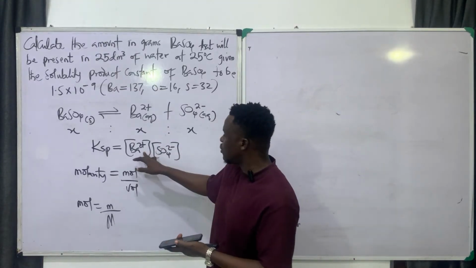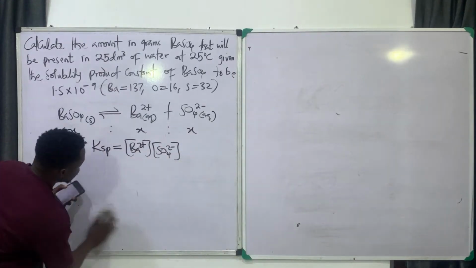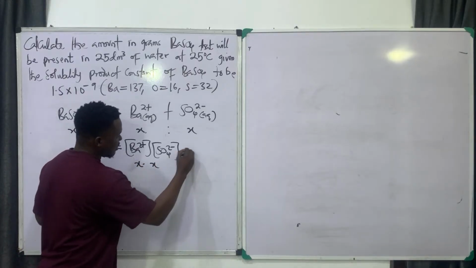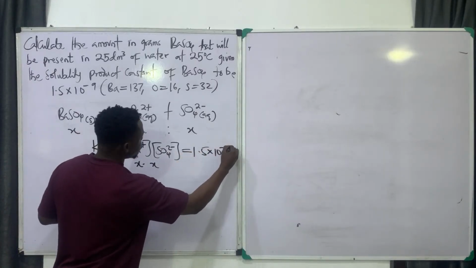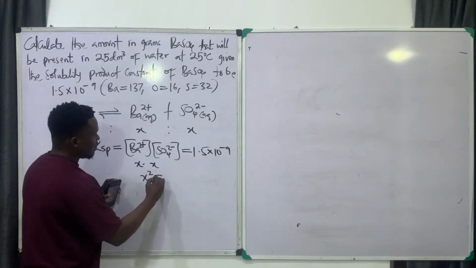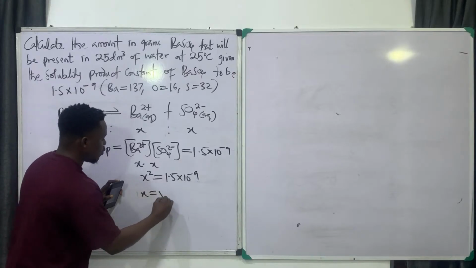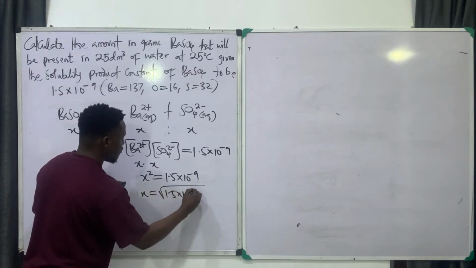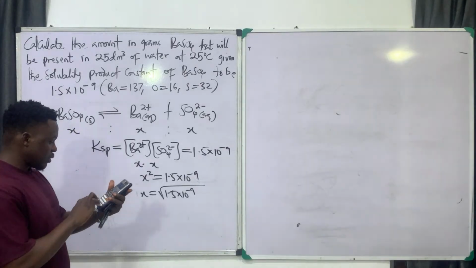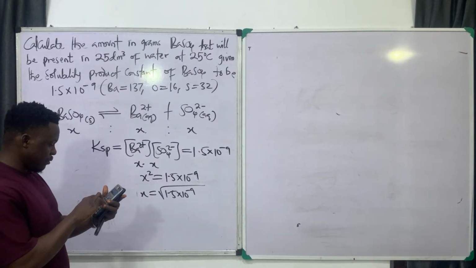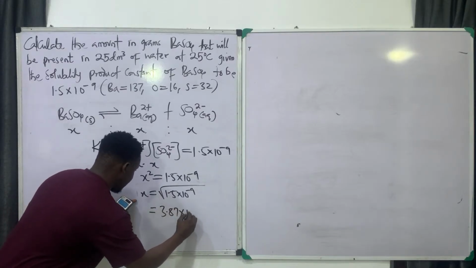Since I do not know the value of this, anywhere I see this, I'll put x. So this becomes x times x equals the KSP, which is 1.5 times 10 raised to the power of minus 9. So x squared equals 1.5 times 10 raised to the power of minus 9. X equals the square root of 1.5 times 10 raised to the power of minus 9. Now this becomes 3.87 times 10 raised to the power of minus 5.